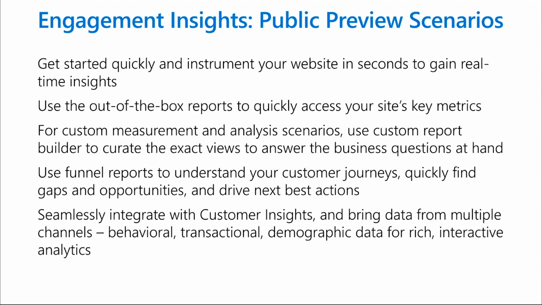Customers can use the out-of-the-box reports to quickly access your site's key metrics, things like size of your audience, how many visits they make, how many pages they view, which sites refer traffic to your site, identify your site's highest performing pages, as an example, both in terms of pages viewed as well as elements clicked, understanding specific site visitor attributes, things like technology preferences, your operating systems, browsers, devices, etc., as well as geographic locations. Also see how many visits your site visitors make, as well as how long those visits last.